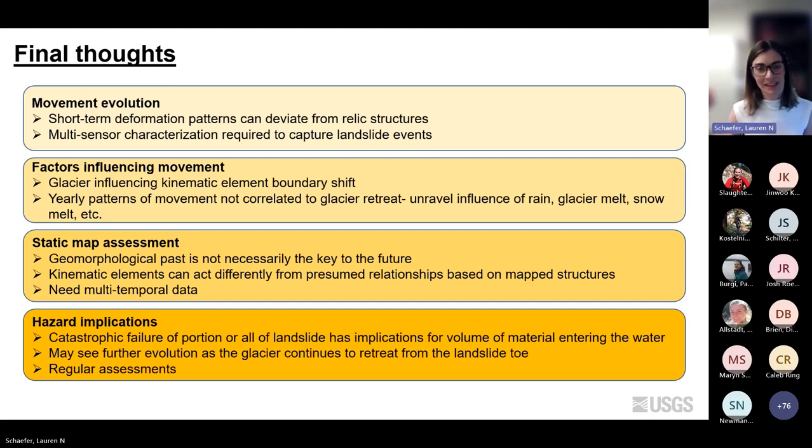And static map assessment: I think we can say that the geomorphological past is not necessarily the key to the future in these environments. They are in fact dynamic environments, and create dynamic landslides. If we were just to use a static map, these presumed relationships might be wrong. In considering our hazards, in this case we do need multi-temporal data to do the best we can to understand the hazard. The hazard implications: a catastrophic failure of a portion or all of the landslide has big implications for the volume of material entering the water and the resulting tsunami simulations. And I think we may expect to see further evolution as the glacier continues to retreat. So again, those regular assessments will be key.